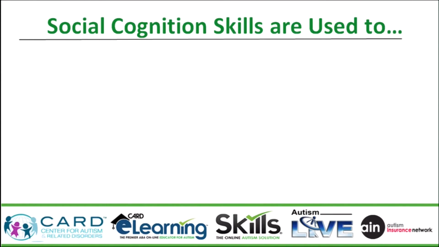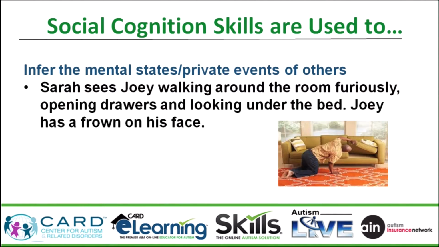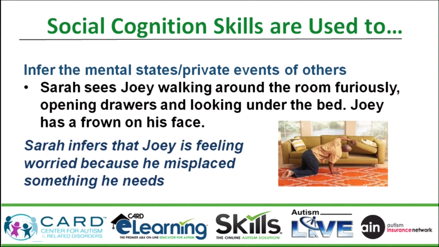If you think about it, let's break this down and think, what exactly do we use social cognition skills for? I want to give very specific examples. So first of all, they're used to infer the mental states or the private events of others. So let's look at an example. Sarah sees Joey walking around the room furiously opening drawers and looking under the bed. And Joey has a frown on his face. If you were Sarah, what would you infer is going on with Joey? Well, Sarah infers that Joey's feeling worried because he misplaced something that he needs.